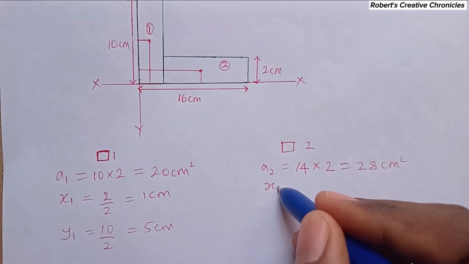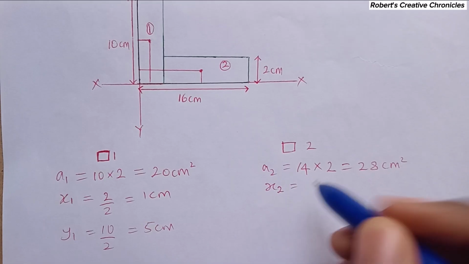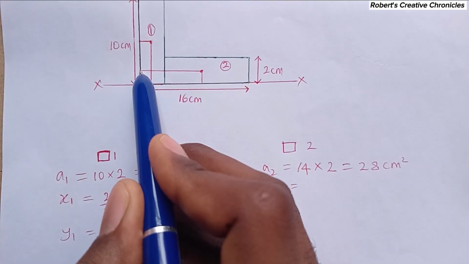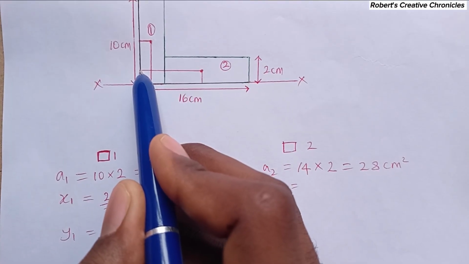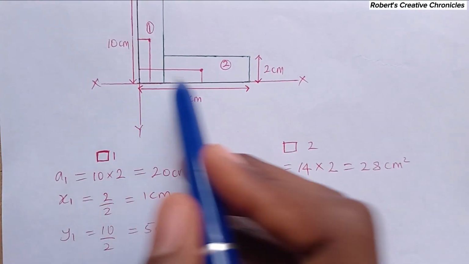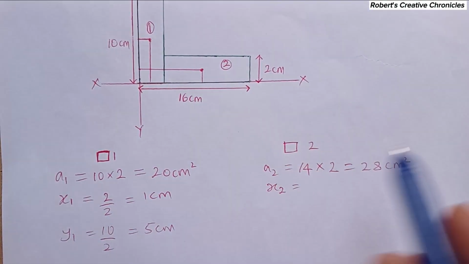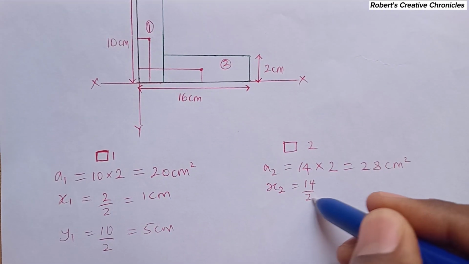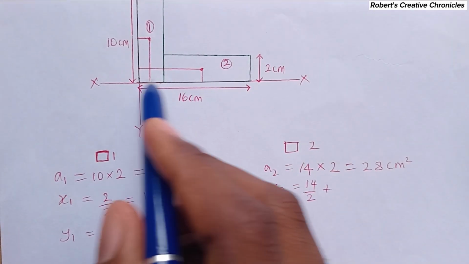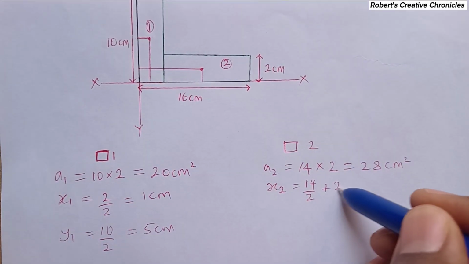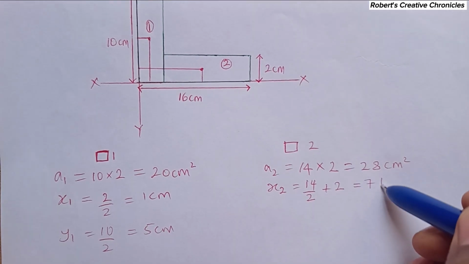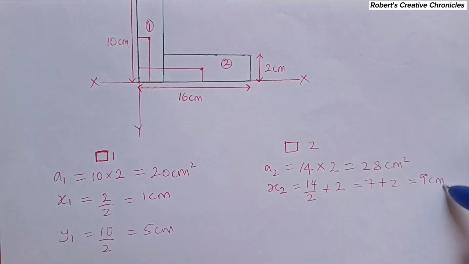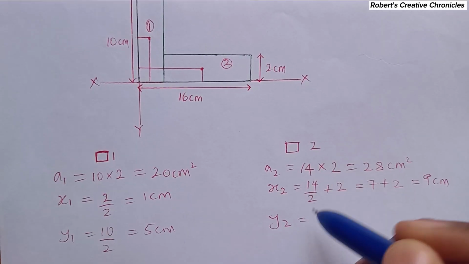Then x2. x2 is equal to what? x2 is the distance from this centroid to this reference axis. From here to here is 14 over 2. From here to here is 14, so it will be 14 over 2 plus 2. Here is 7 plus 2, which is 9 centimeters.